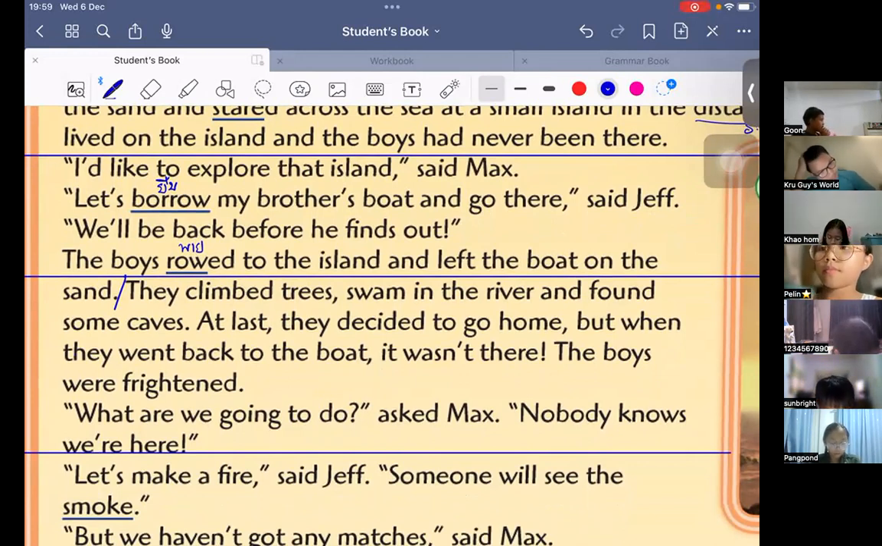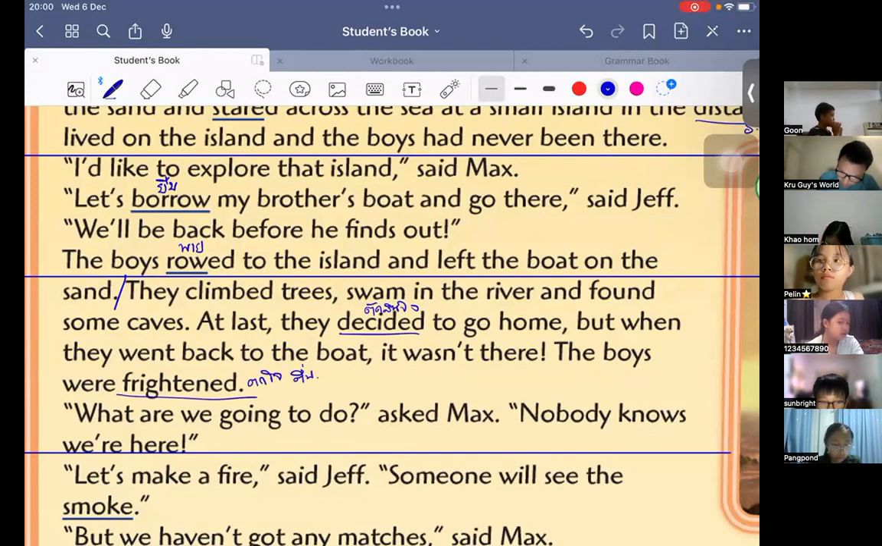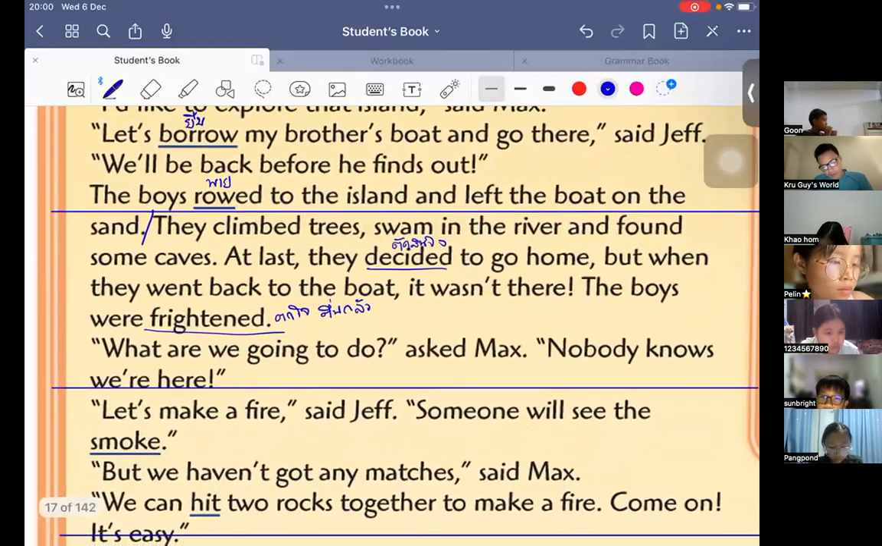They climbed trees, swam in the river, and found some kelp. At last, they decided to go home. But when they went back to the boat, it wasn't there. The boys were frightened, yeah, like frightened. "What are we going to do?" asked Max. "Nobody knows we are here." Good, thank you.